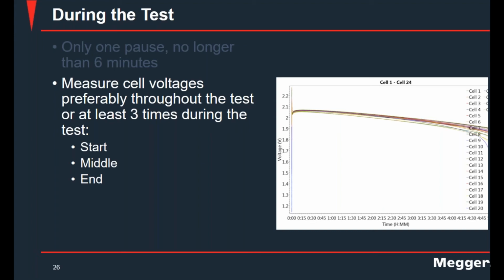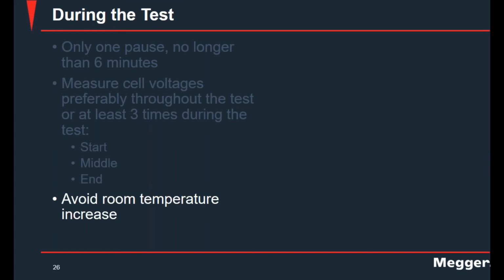And then one more thing to consider during the test is that you don't want the temperature of the room to increase. Temperature affects the behavior of the battery, and if the temperature increases, then the battery will release the energy faster. And the opposite with lower temperature. If it's a low temperature, the battery will be releasing the energy slower, which will make the capacity look higher. So you don't want the temperature to change during the test.